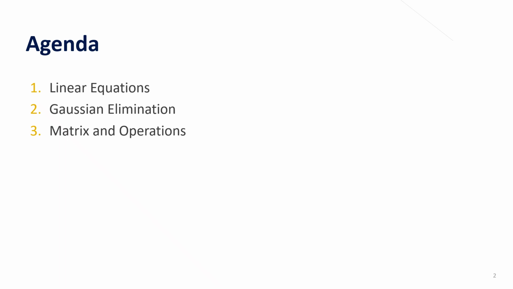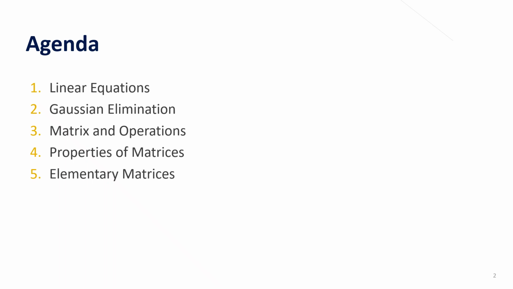Okay, for the first weeks of this course, we will cover four key areas, including linear equations and Gaussian elimination, which are fundamental techniques for solving linear systems, and then there will be a discussion about matrix operations, which are the building blocks of linear algebra, and finally, properties of matrices, where we will delve into deeper aspects of matrix theory. And in addition, we also discuss something called elementary matrix.